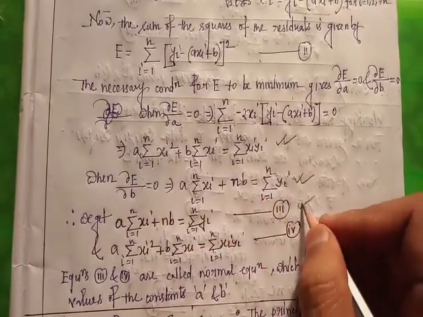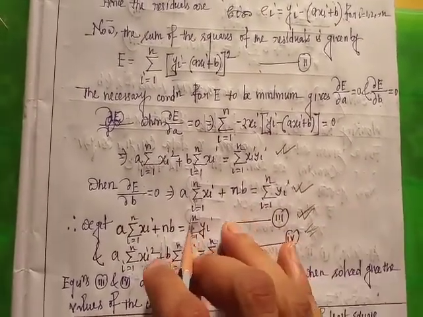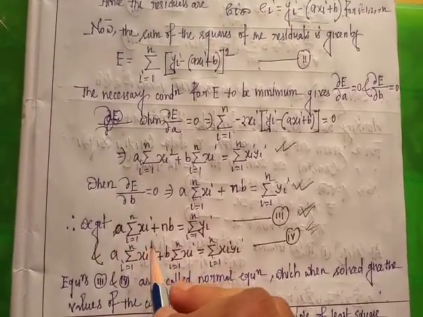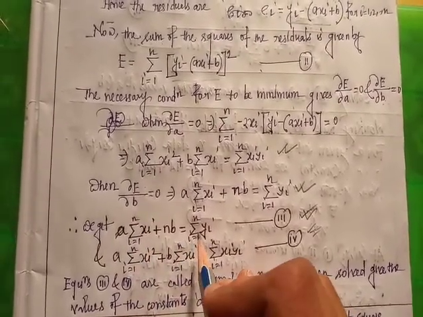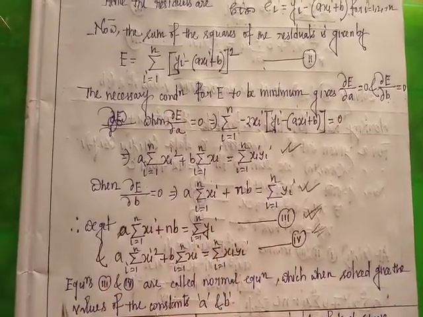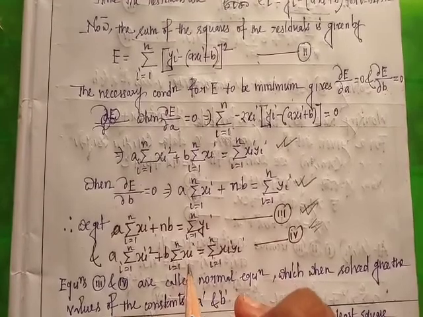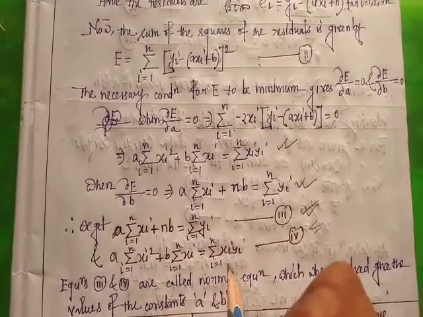Please remember these equations, very very important. a into summation over i of xi plus n into b equal to summation over i of yi, and the second equation is a into summation over i of xi square plus b into summation over i of xi equal to summation over i of xi yi.